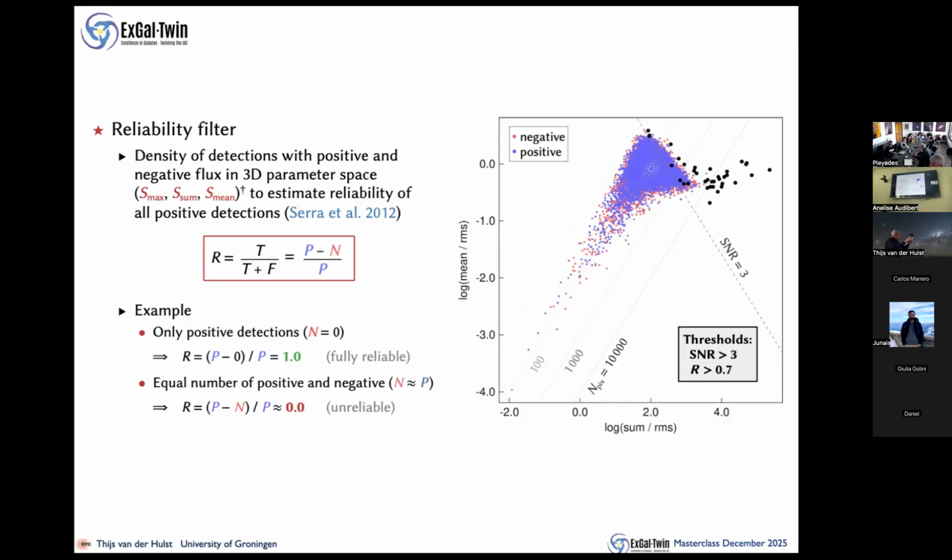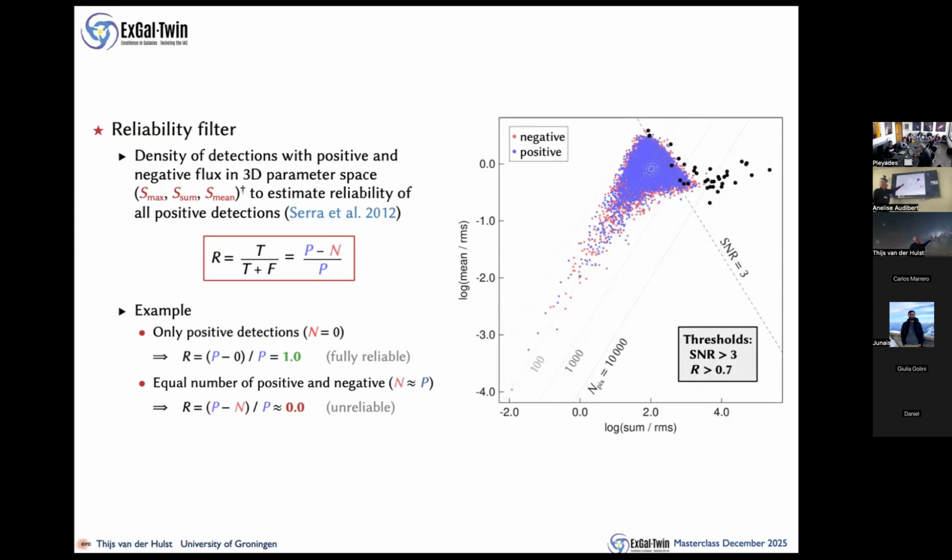What the reliability filter does is it looks through that space for each detection, and it looks around that detection over that kernel to see how many other detections there are. And then it calculates the reliability based on this simple formula: the number of positive minus the number of negative detections over the number of positive detections.